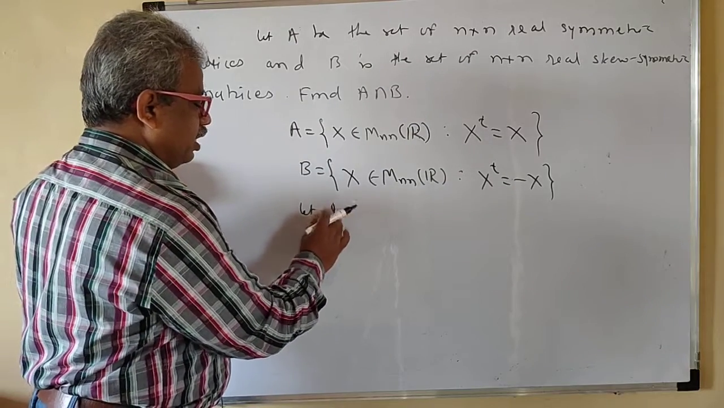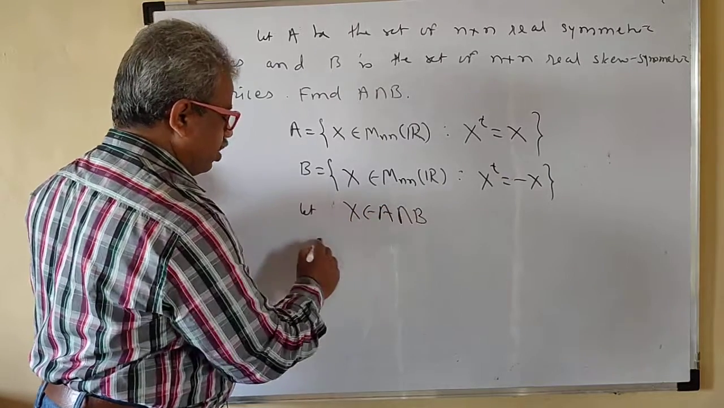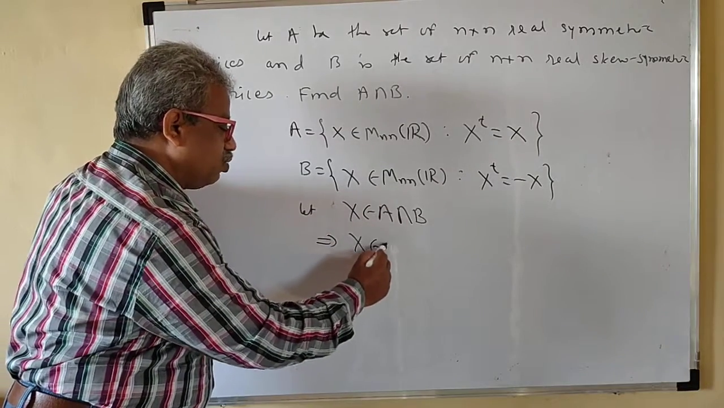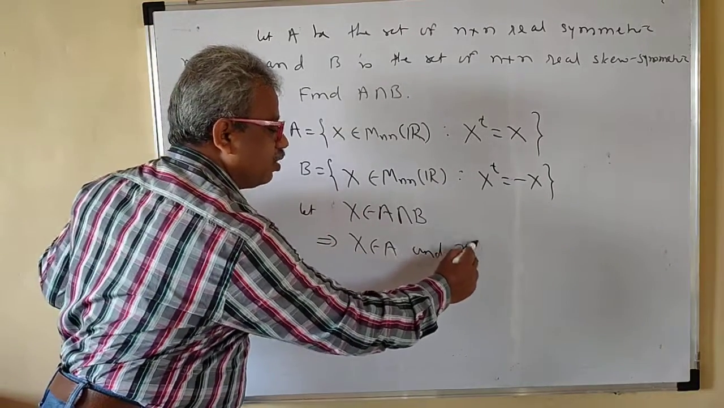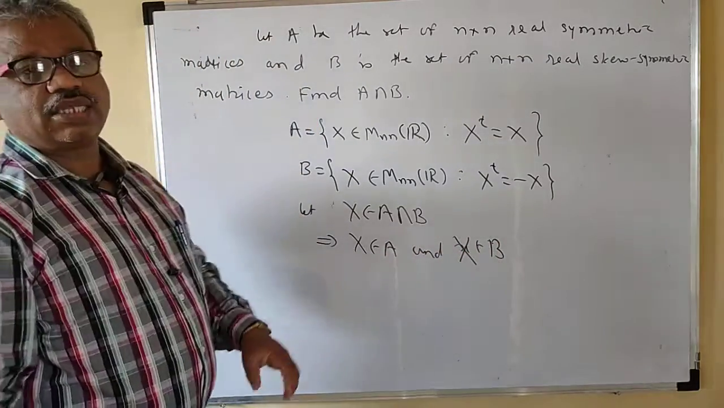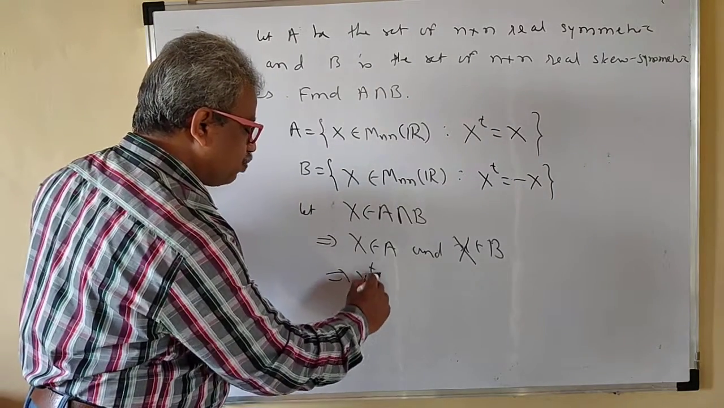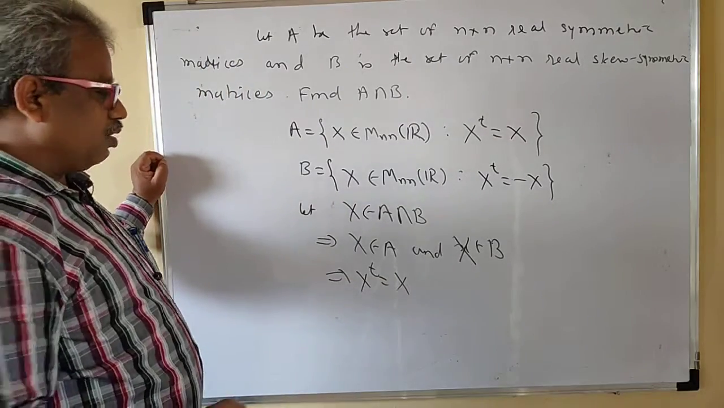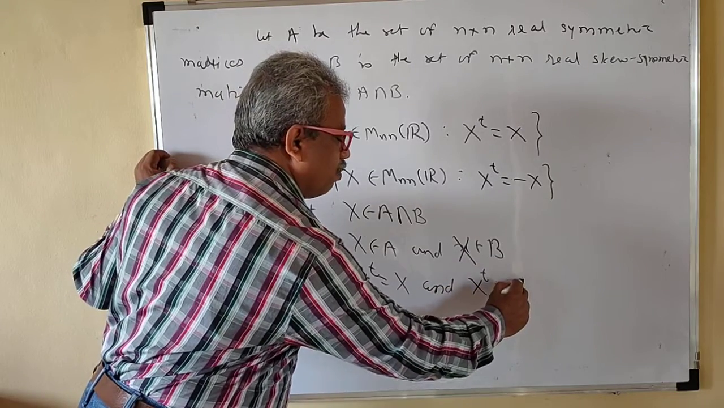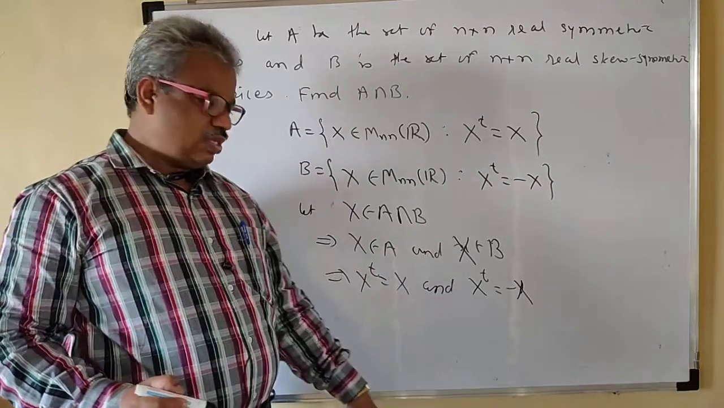Let X belong to A intersection B. X is in the intersection means X is in A and X is in B. Matrices are always denoted by capital letters. Now X is in A means X transpose is equal to X, and X is in B means X transpose is equal to minus X. So X transpose is equal to X and X transpose is equal to minus X.